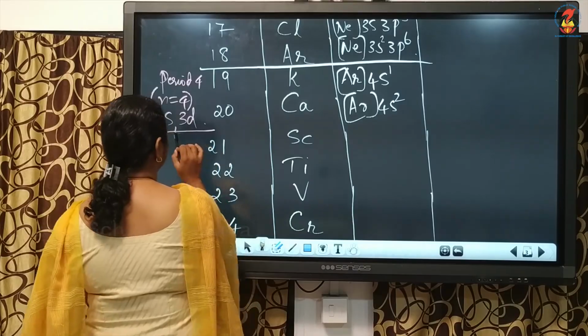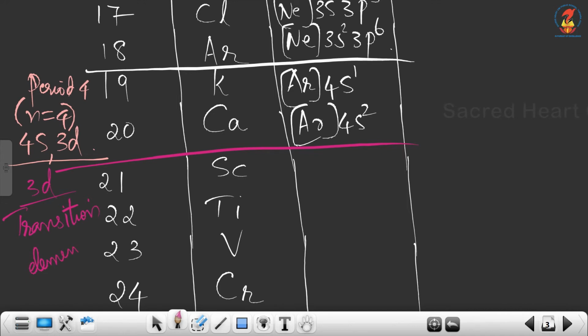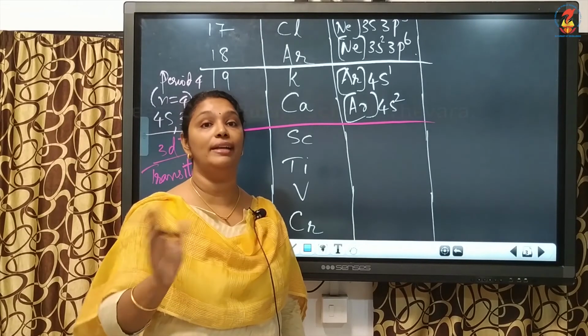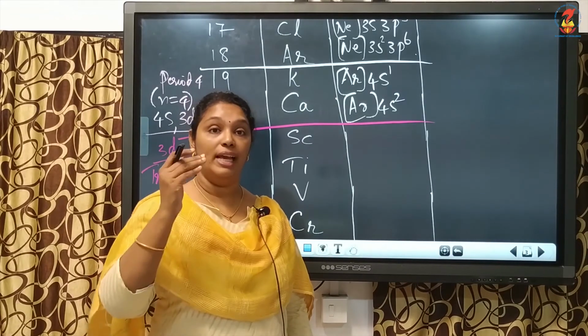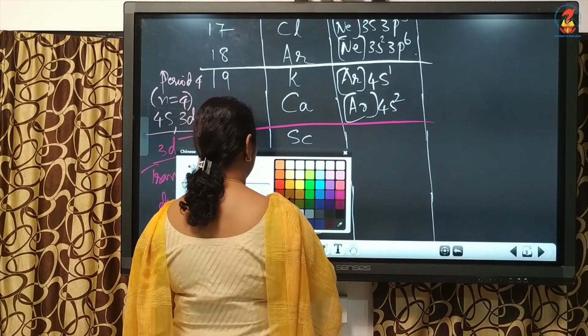Now from atomic number 21 onwards, we have the 3d orbital getting filled, and they are called transition elements. So transition elements are elements whose 3d orbital gets filled. Okay, so after 4s we know 3d orbitals, and you know d orbital, we have 5 d orbitals, so 5 into 2, 10 electrons can be placed. So how many elements will be there in that 3d? 10 elements. Now I am going to write the electronic configuration of these elements.